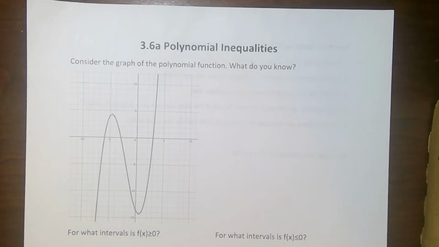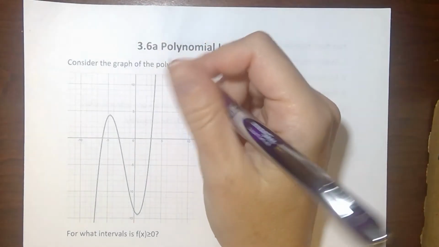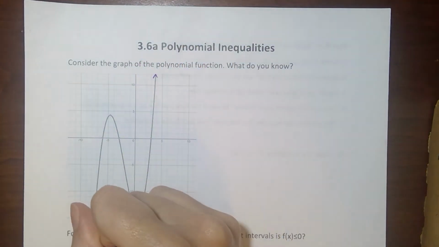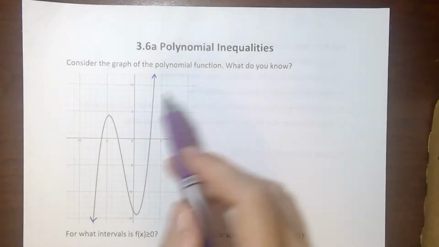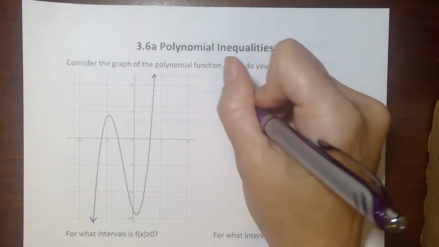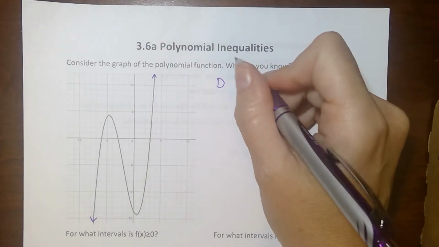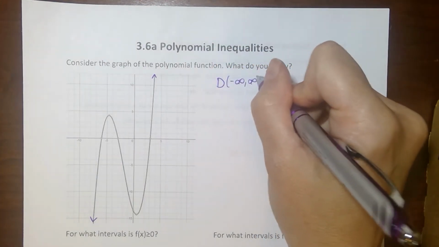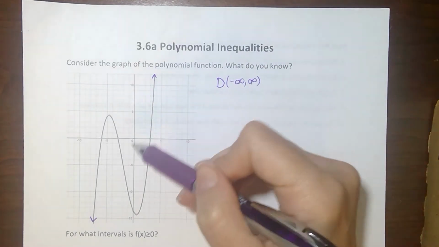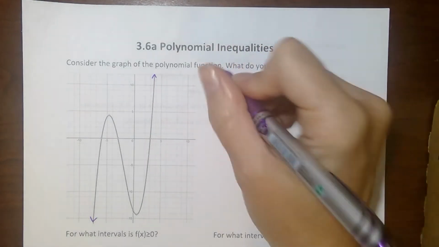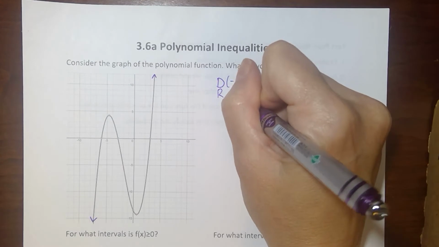Consider the graph of this polynomial function and think about what you know. Well, this graph should have arrows on the end, first of all, because it's polynomial. So we know that the domain is going to be all real numbers. And I can see, because it keeps going, that this function also has a range of all real numbers.